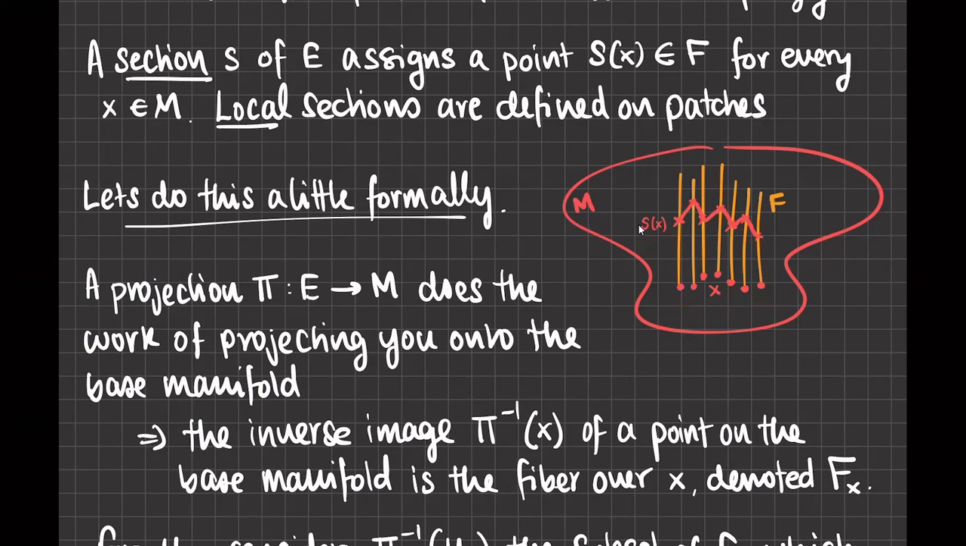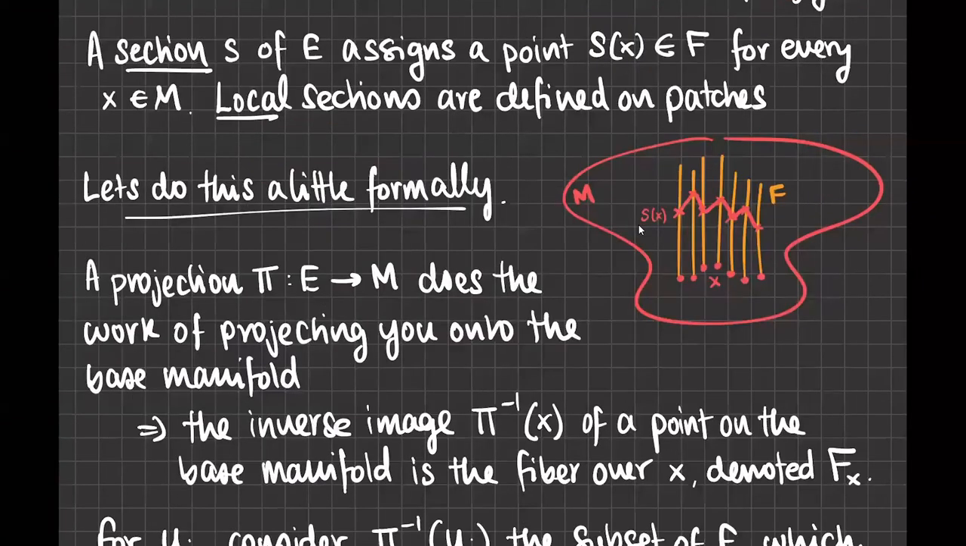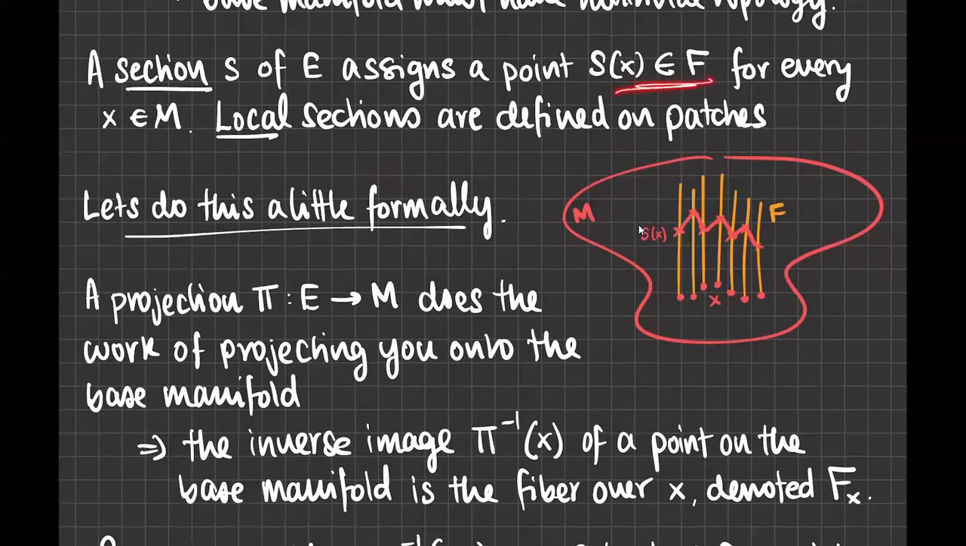Okay. And we are building up to a sort of formal definition of a fiber bundle. Typically, it involves the definition of what's called a projection operator. Sorry, I mentioned that a section assigns a point S of X on F for every point. Local sections are defined on patches, not on the whole manifold. Okay. So typically we start off by defining our sections locally, and then we try and piece them together.